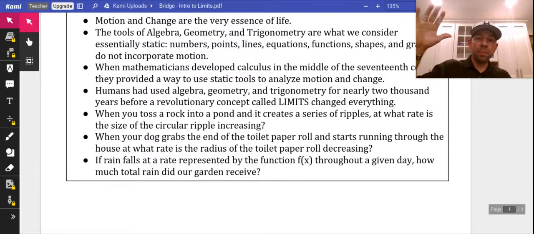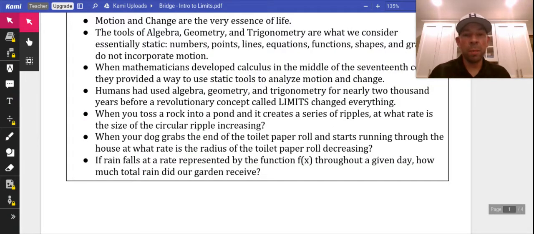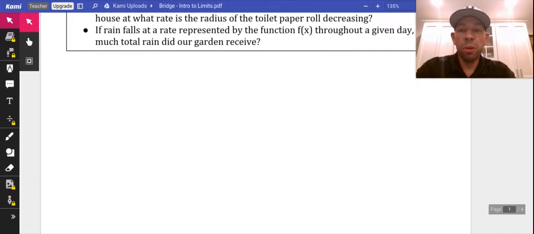Or if rain falls, of course the intensity of the rain changes. Sometimes it rains hard, sometimes it rains not so hard. If you had a function f that represented the rate at which the rain was coming down throughout the day, could you use that to calculate the total amount of rainfall throughout the day that your garden got? Those are all things about motion and change that we're going to get into here before too long.